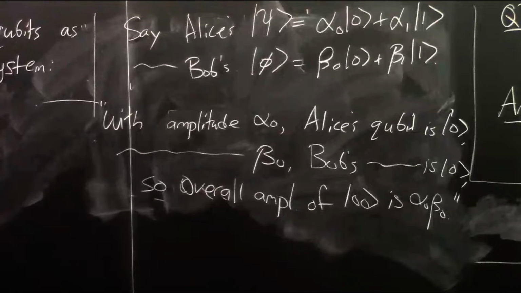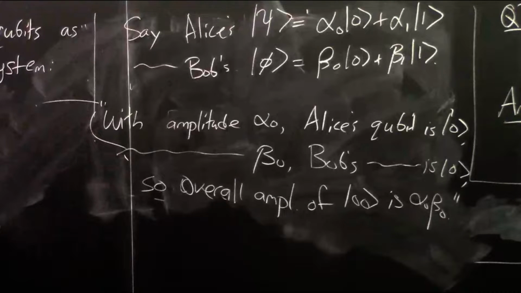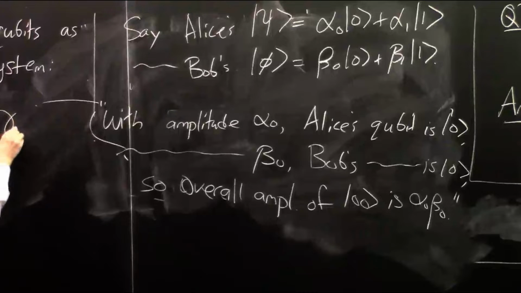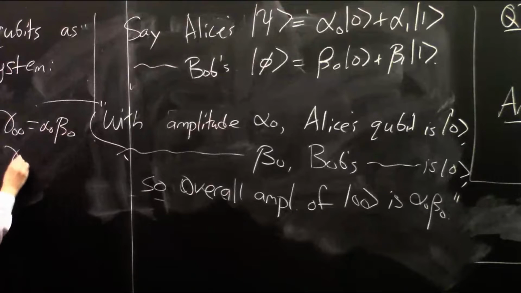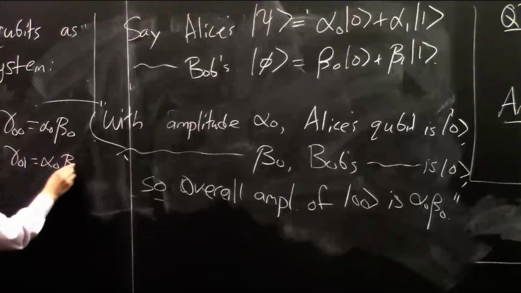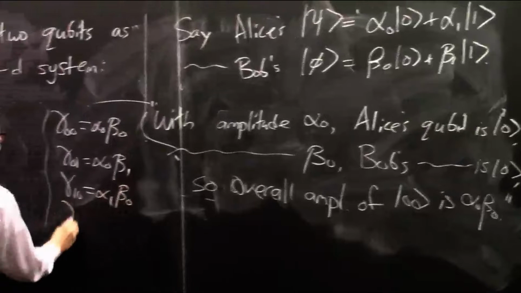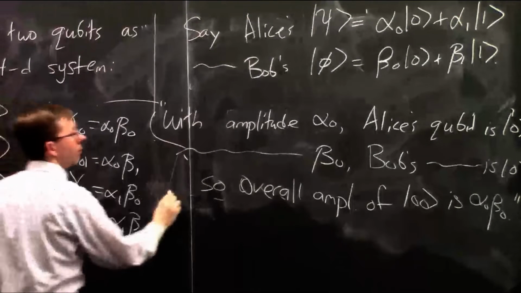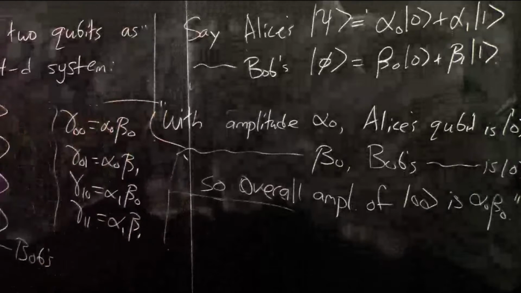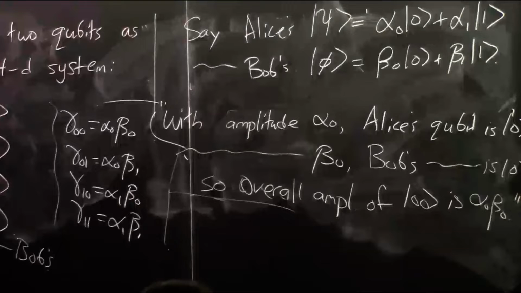OK, so in fact, what I'm telling you is that it is the case in this picture that gamma 0, 0 is alpha 0, beta 0. Gamma 0, 1 is alpha 0, beta 1. Gamma 1, 0 is alpha 1, beta 0. And gamma 1, 1 is alpha 1, beta 1. OK, so that's the rule when you have 2 qubit states for what the amplitudes are when you consider them jointly.